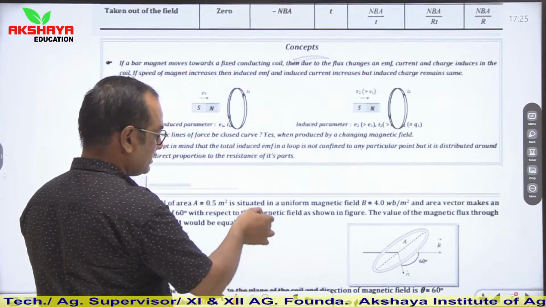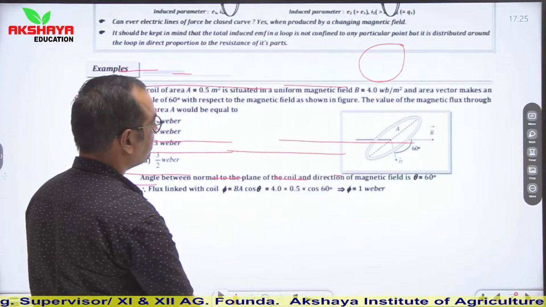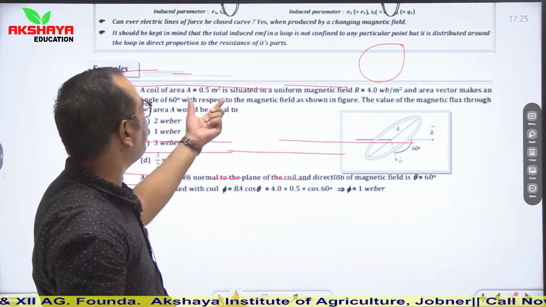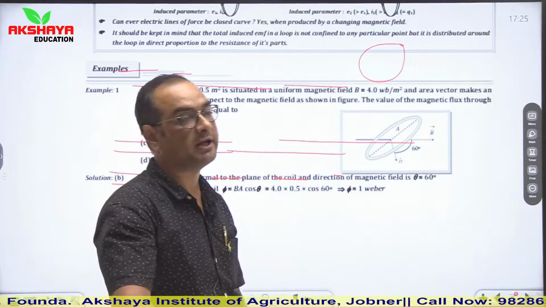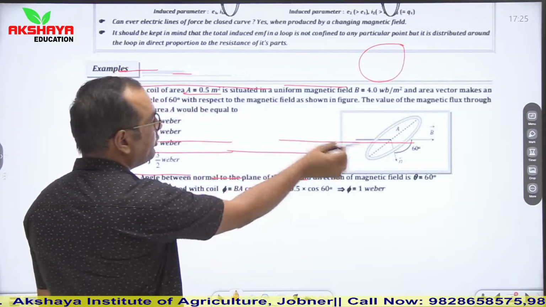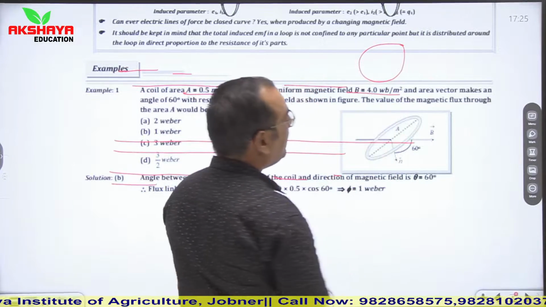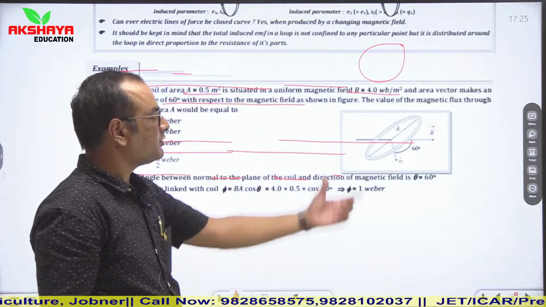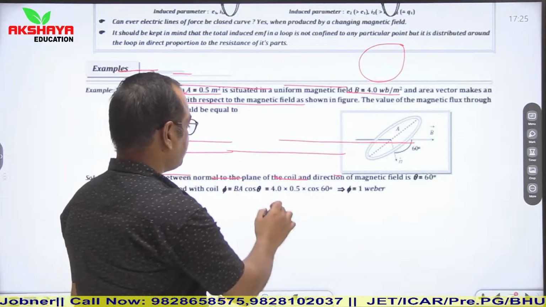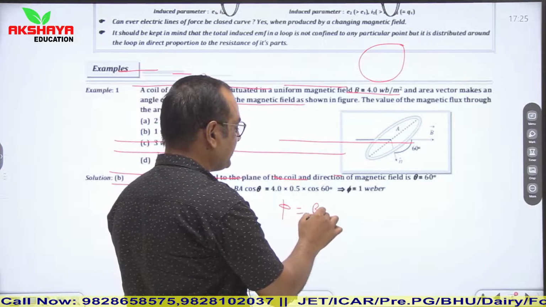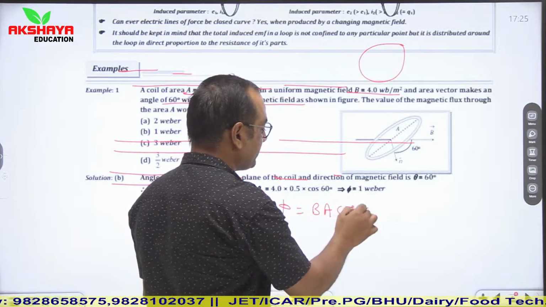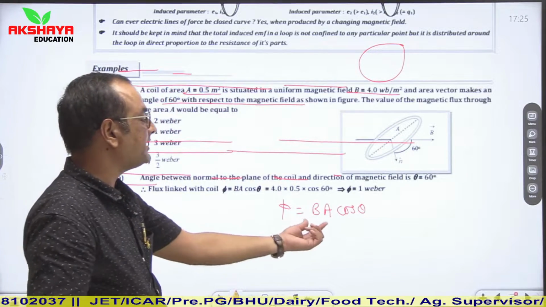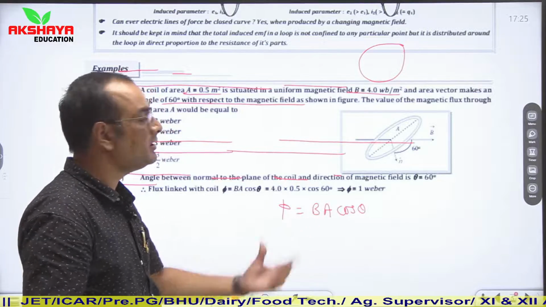Now let us talk about this example. A coil of area 0.5 meter square is situated in a uniform magnetic field. We are given the area of this coil, the magnetic field is given, and the area vector makes an angle of 60 degrees with respect to the magnetic field. You have to calculate magnetic flux. It can be calculated using the relation phi is equal to BA cos theta. B is given, A is given, and theta is also given. So simply place all the values and calculate to find the magnetic flux.